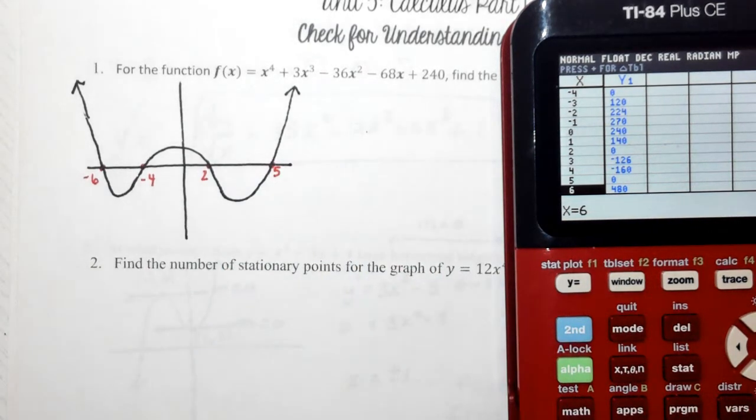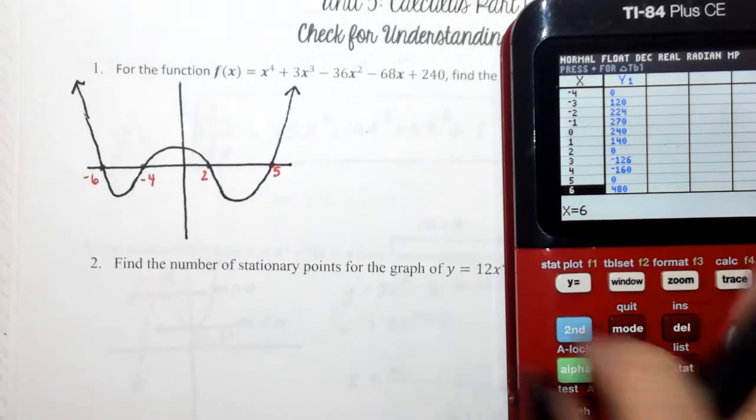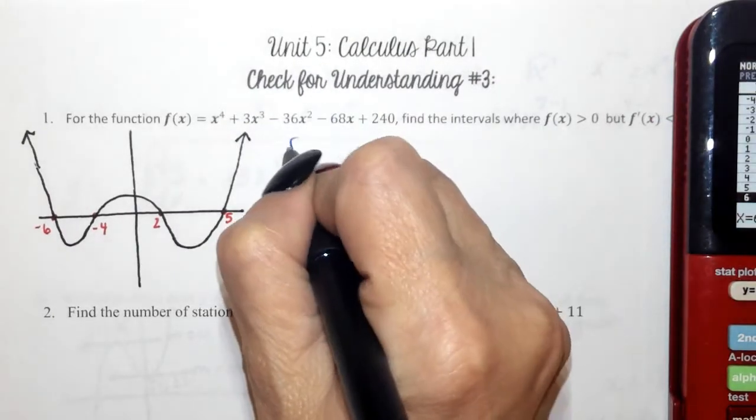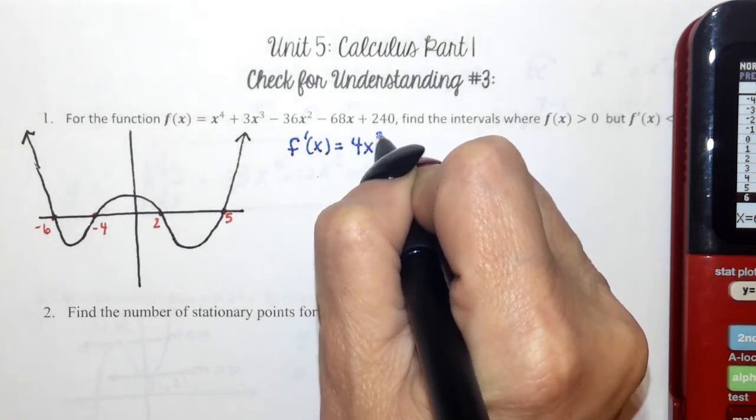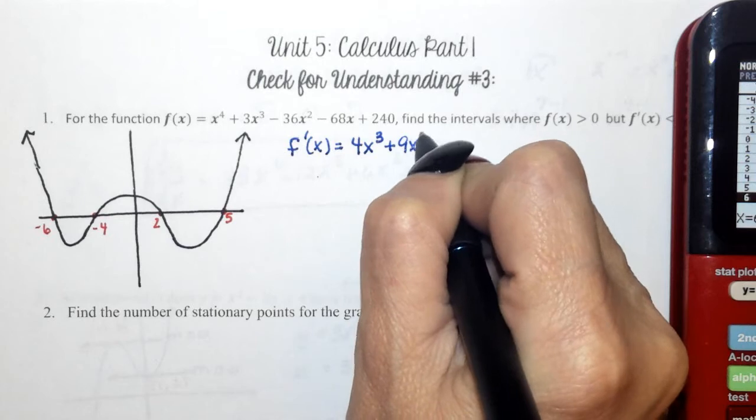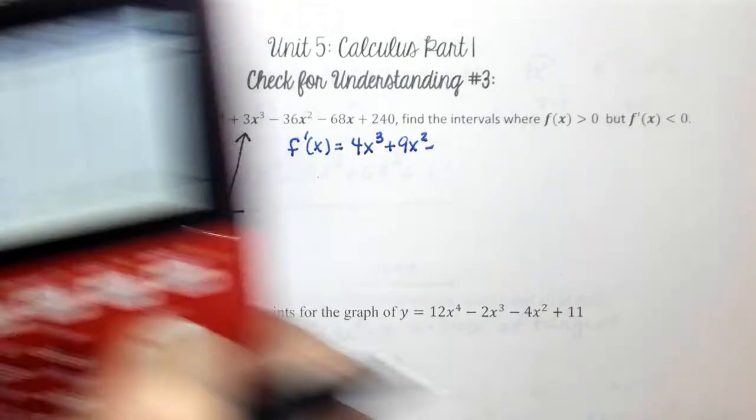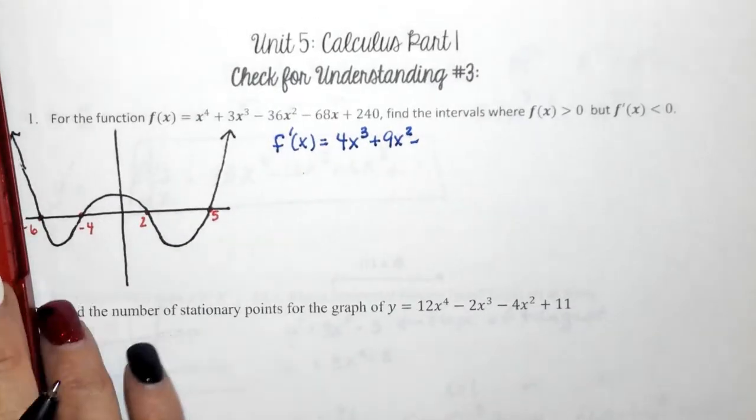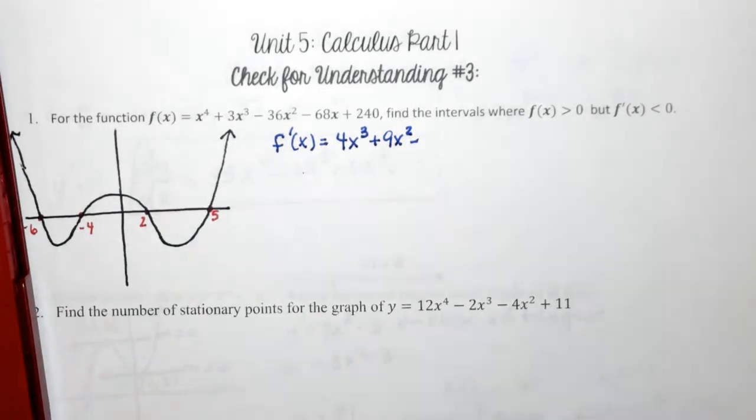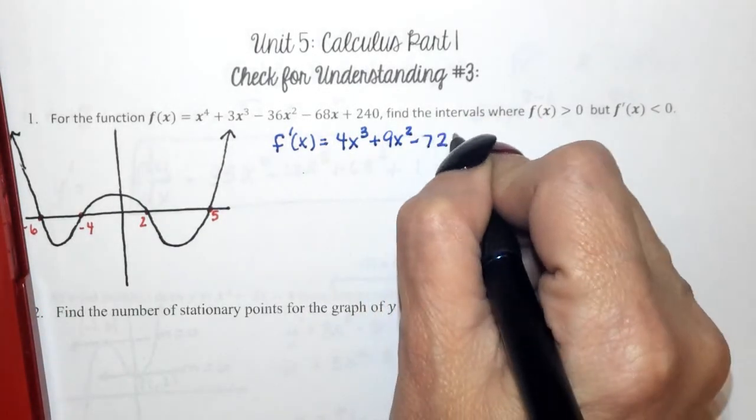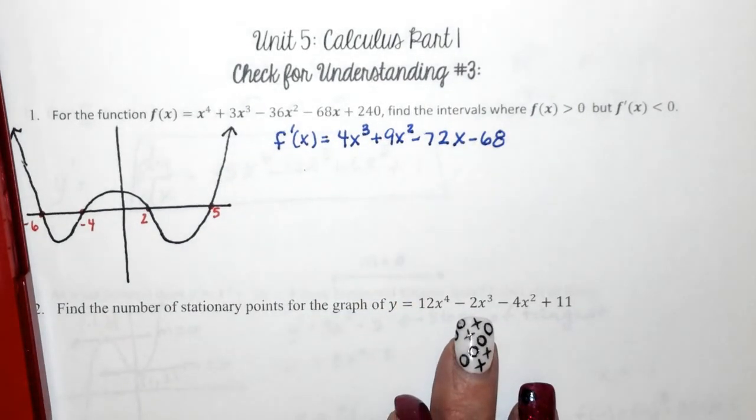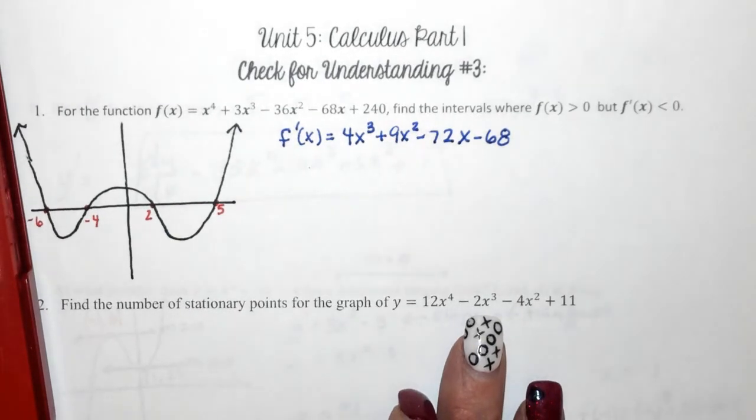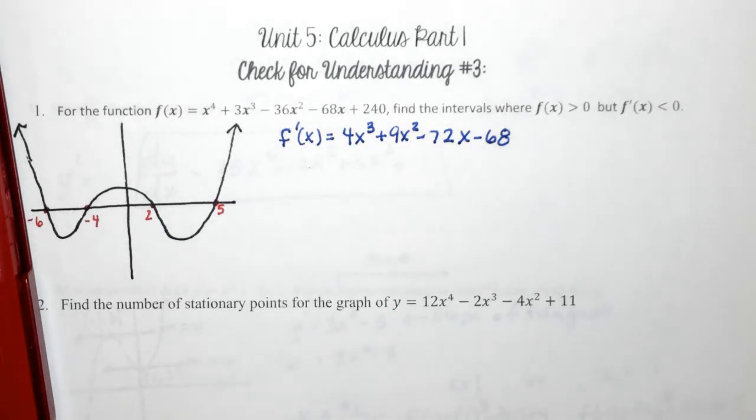Now I'm going to change my colors. I'm going to go to blue. I'm going to take the derivative. So f prime of x equals 4x to the 3rd plus 9x squared minus, let me do 36 times 2, I don't want to mess that up, 72x minus 68. Alright, so I'm going to put that derivative in there. Oh yeah, I was looking at my paper to make sure I didn't do my derivative wrong.